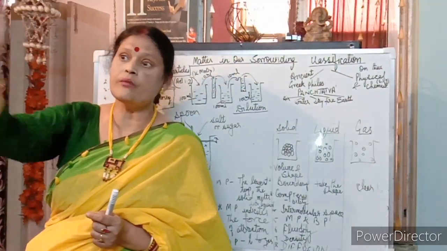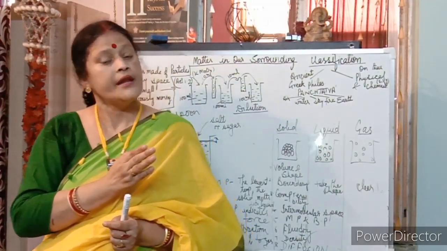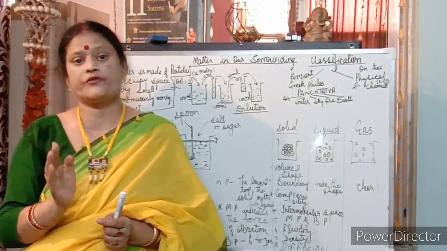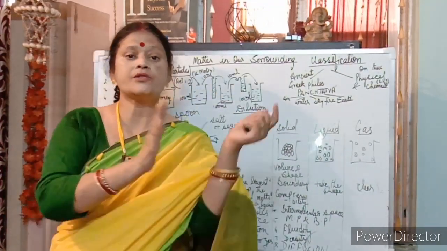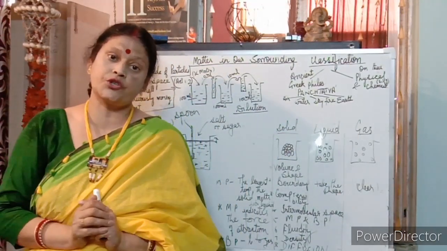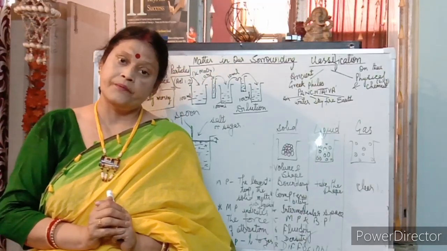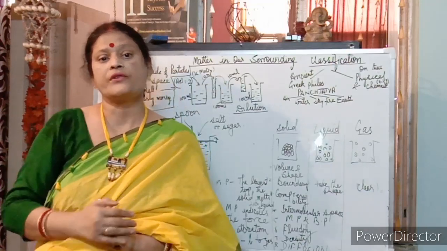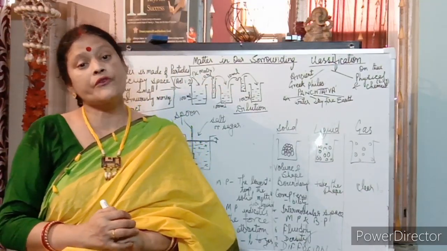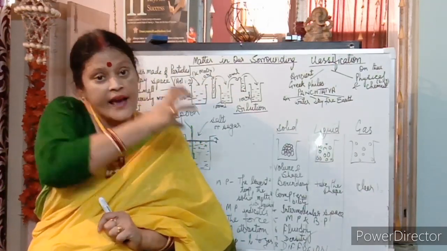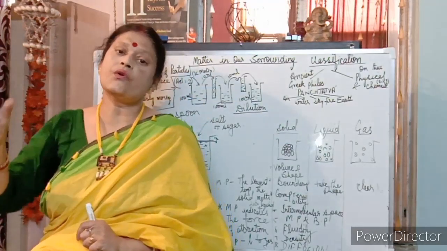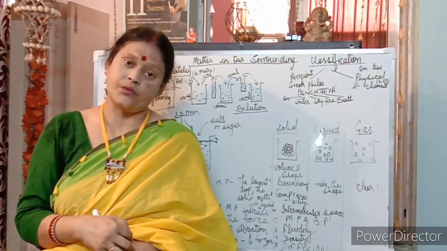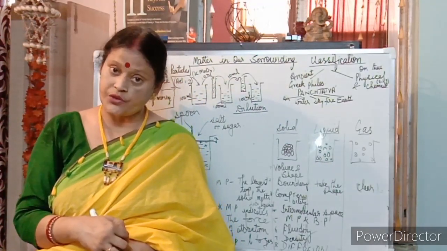Then high concentration to low concentration. It will never go from low to high. Students, diffusion will never go from low concentration to high. It is always from high concentration to low concentration. So what is diffusion then? The spontaneous flow of gaseous particles from high concentration to low concentration on its own is known as diffusion.